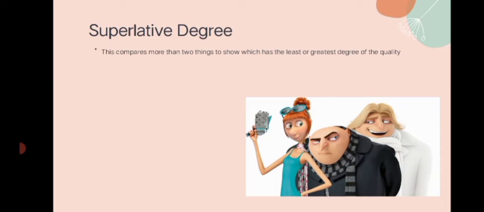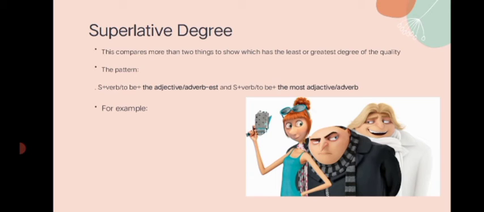Finally, the last level of comparison degree is the superlative. This compares more than two things to show which has the least or the greatest degree of the quality. It seems like the comparative one. We have two patterns in this degree: subject plus verb or to be plus adjective plus est, and subject plus verb or to be plus the most plus adjective or adverb.